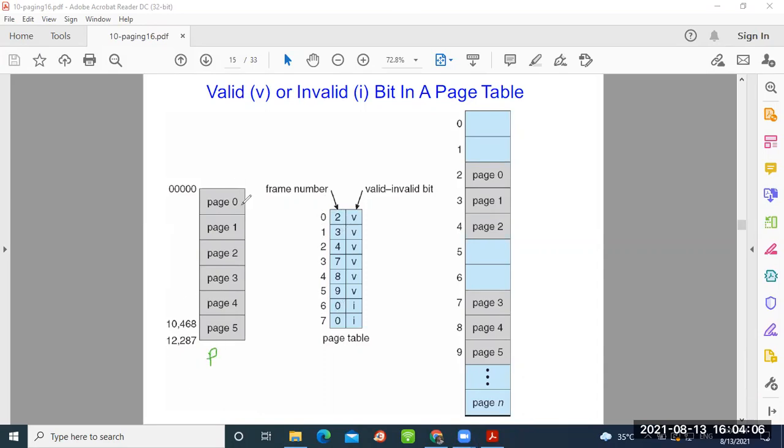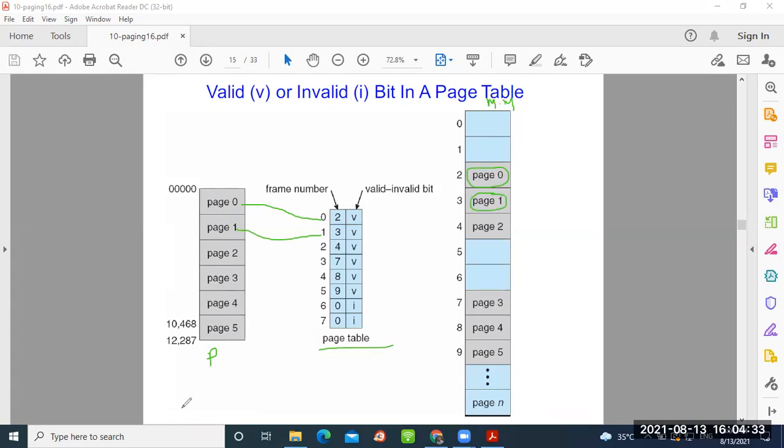Page 0 is associated with frame 2. You can see in frame 2, page number 0 is there. Similarly, page 1 is associated with frame 3. You can see in frame 3, page number 3 is there. Now this is my main memory. This is your page table, and this is your logical address.